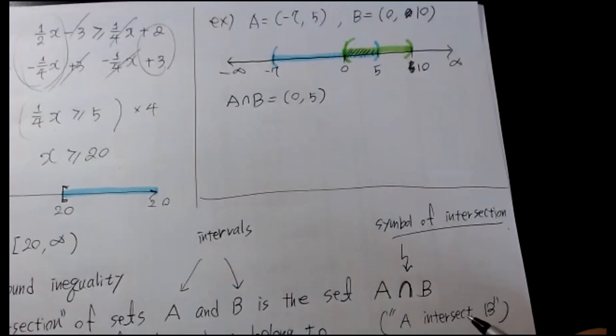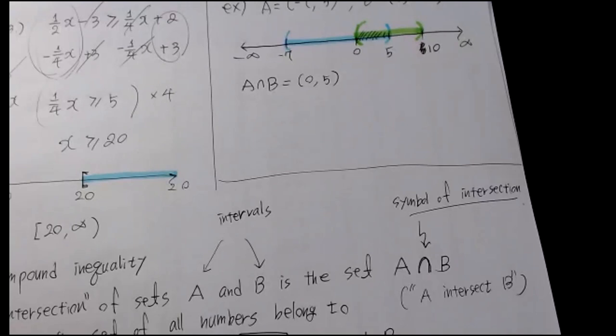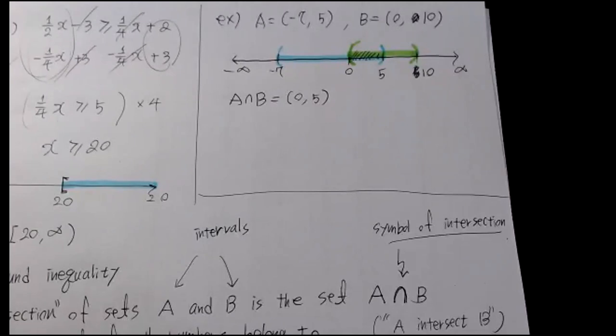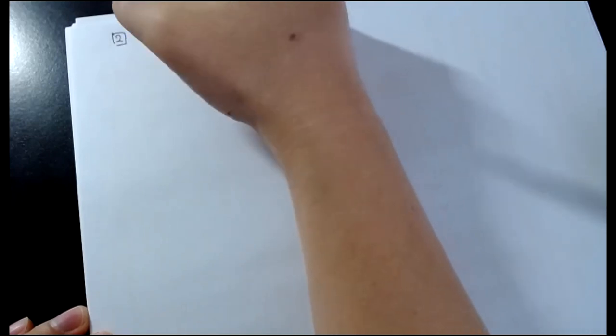Okay. Now then, you may guess what union means. The union of A and B means the set of all numbers belonging to either A or B. Okay, it's kind of a sum of all numbers, like the list of all numbers belonging to either A or B. Okay, so union. The second one, union.